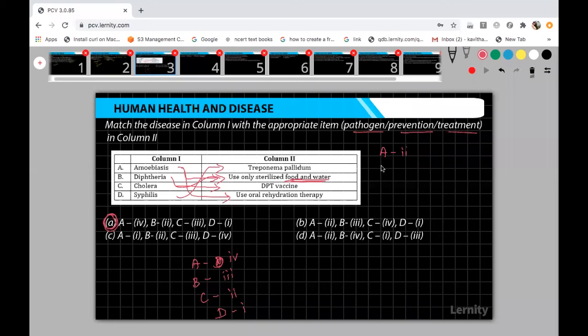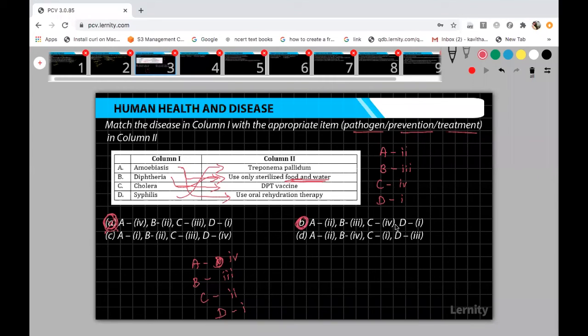Okay. A2, B diphtheria, DPT vaccine, B3, C cholera, oral rehydration therapy, and D syphilis 1. Okay. 2, 3, 4, 1. That option is also there. I think it is better we go with this option.